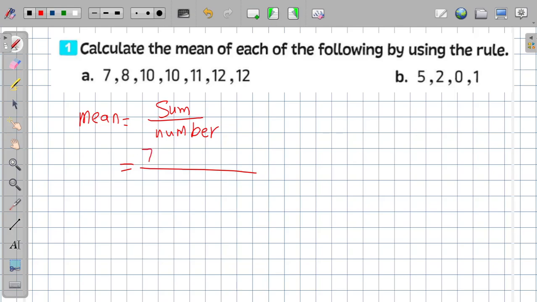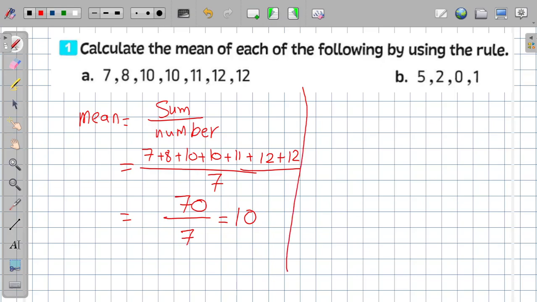So I will say 7 plus 8 plus 10 plus 10 plus 11 plus 12 plus 12, and all of this divided by 1, 2, 3, 4, 5, 6, 7. So it will divide them over 7. So the sum here will be 70. And 70 divided by 7 equals what? Equals 10. So the mean of the first set is 10.